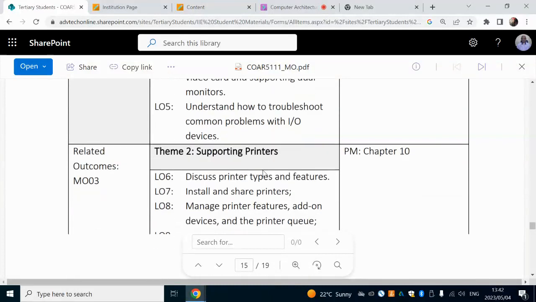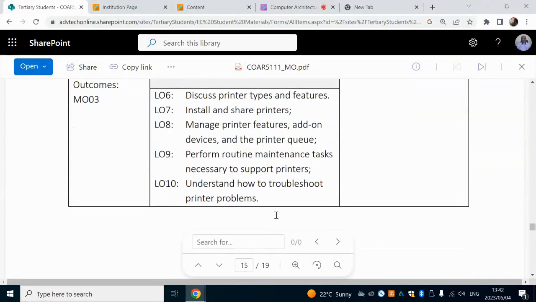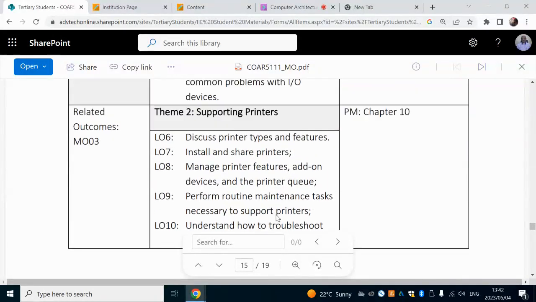Then theme 2 looks at supporting printers, which is chapter 10. Discuss the printer types and features, install and share printers, manage printers, printer features, add on devices and printer queue, perform routine maintenance tasks necessary to support printers, understand how to troubleshoot printers and printer problems. So in this, we'll have to have a look at chapter 10.